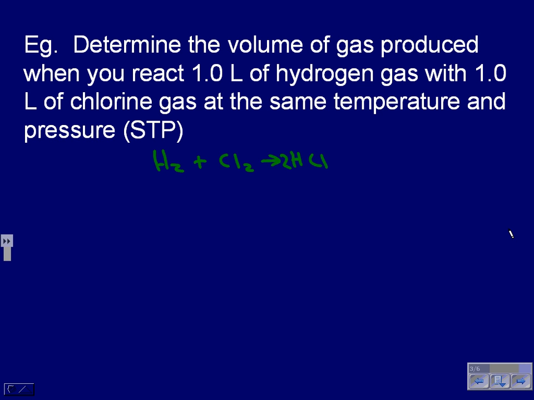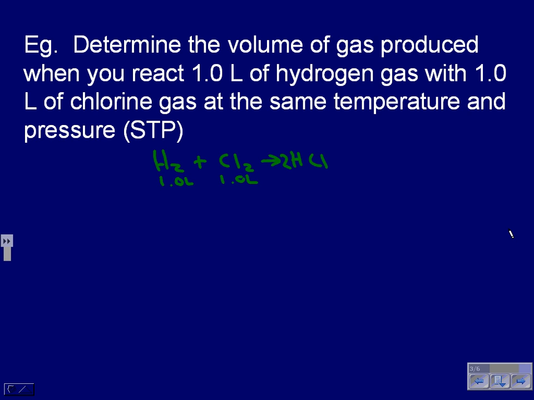As I normally would, I would write the information that I have underneath each of the things. And in this case, we've got volumes of gases. I've got 1.0 liters and 1.0 liters. And I want to figure out how much HCl is expected. Well, unfortunately, our nice little simple example isn't so nice because notice I've got both numbers for the reactants, which makes it this type of problem.